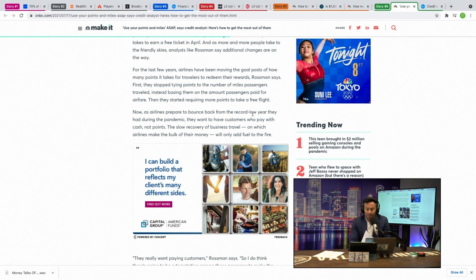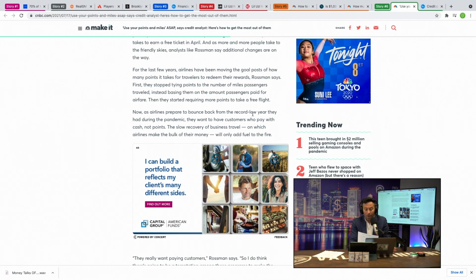So basically, here's what the airlines have been doing. First, they stopped tying points to the number of miles a passenger has traveled, and instead they started basing them around the amount the passengers paid for the airfare, okay? Then they started requiring more points to take a free flight. So this credit expert says to consider these tips to get the most out of your points.